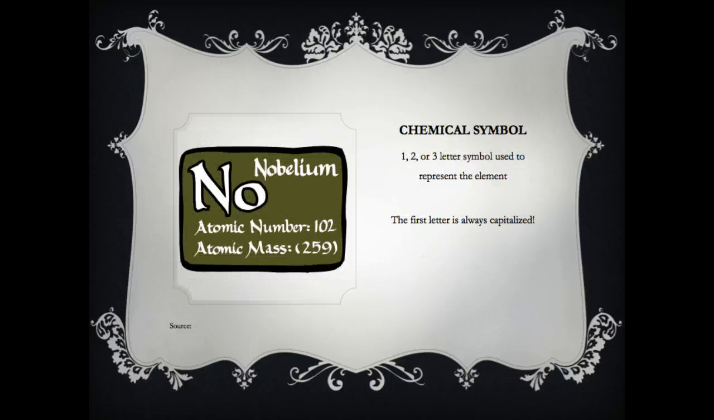We have the chemical symbol. Every element has a chemical symbol. Some contain one letter, like oxygen. Others contain two letters, like nobelium. And other elements contain three letters. And the first letter in a chemical symbol is always capitalized.